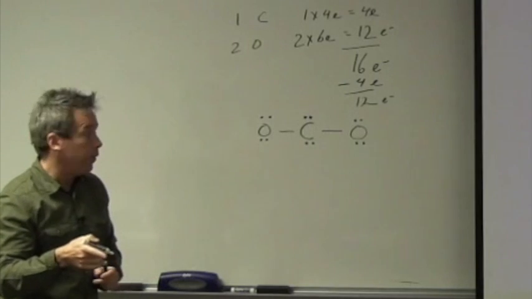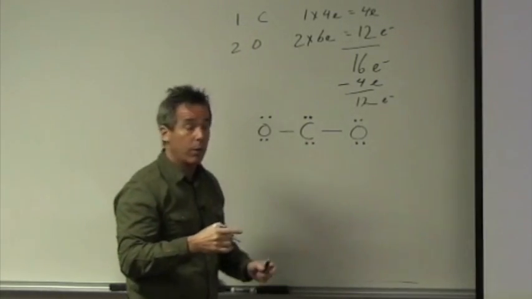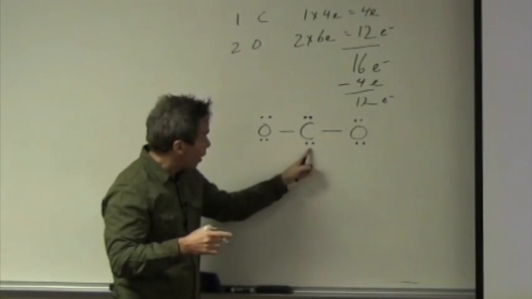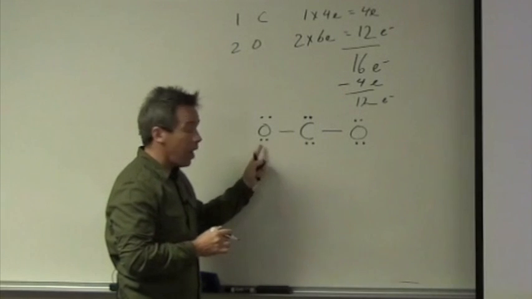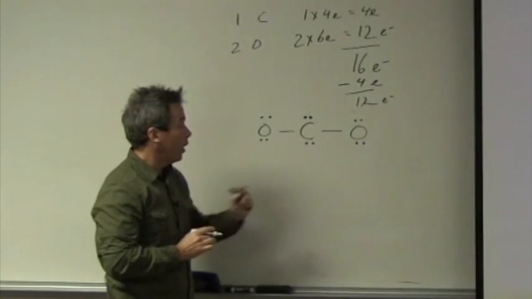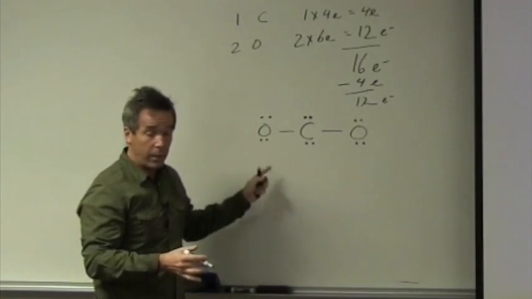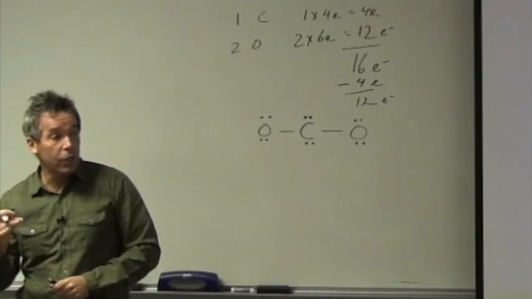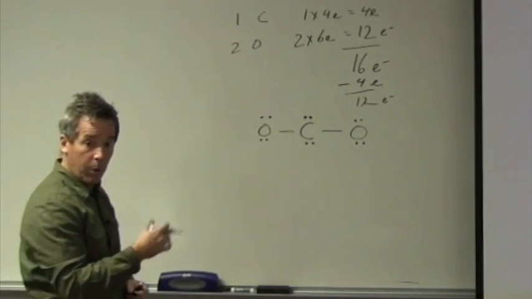We go to step 5, we check for octets. We check every atom in the molecule. Is carbon surrounded by 8 electrons? Yeah. Is oxygen? No. And this oxygen? No, right? So we have to go to step 6. If the octet rule is not satisfied, we're going to change lone pairs into bonds. We're going to make either double or triple bonds.